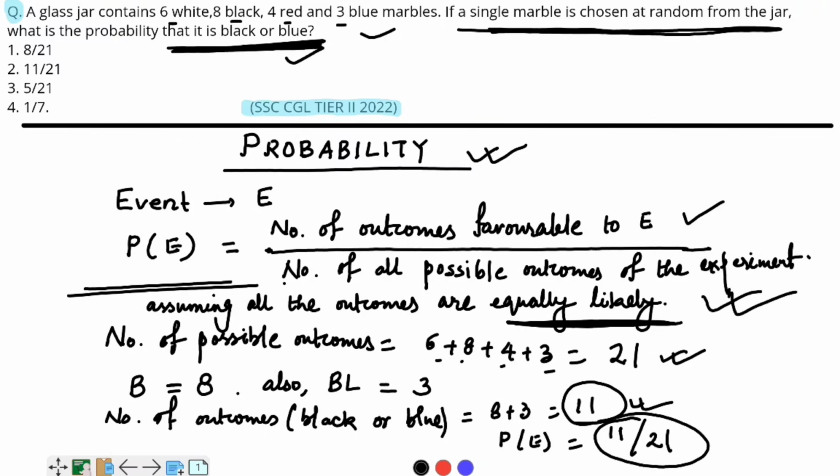So 11/21 is our answer. 11/21 is in option number 2. Okay.